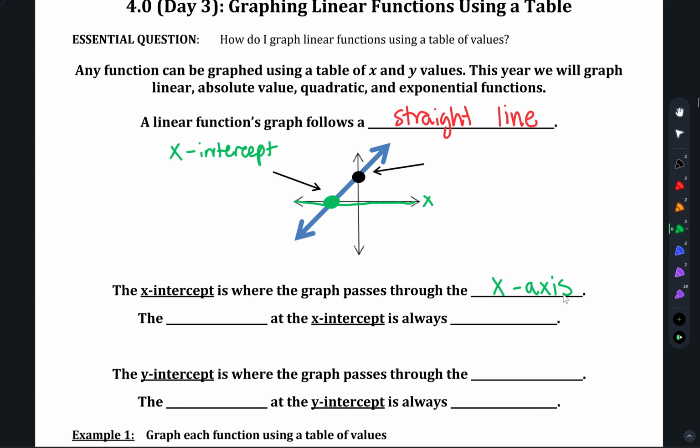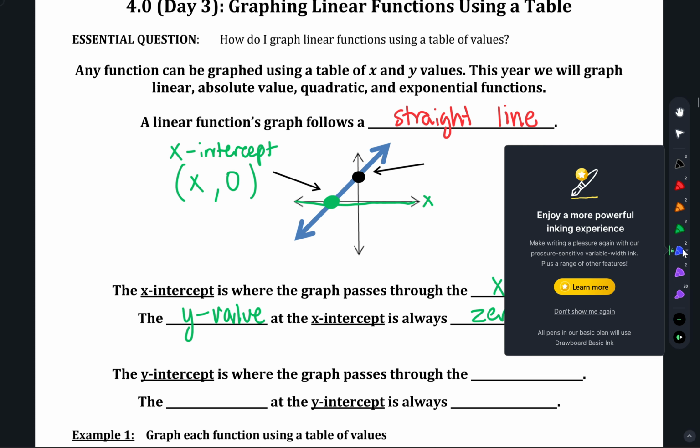If we think of this as a point, x is some number, y is always 0. So the y value at the x-intercept is always 0. That's because y moves us up and down, and if we are on that x-axis, we have neither moved up nor down. So it's just at 0. Questions on that?